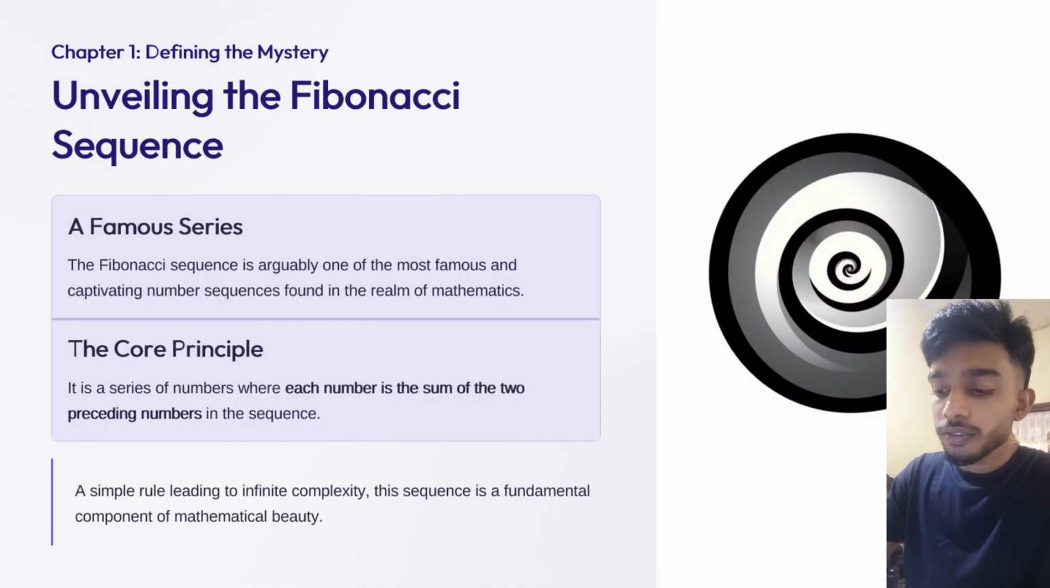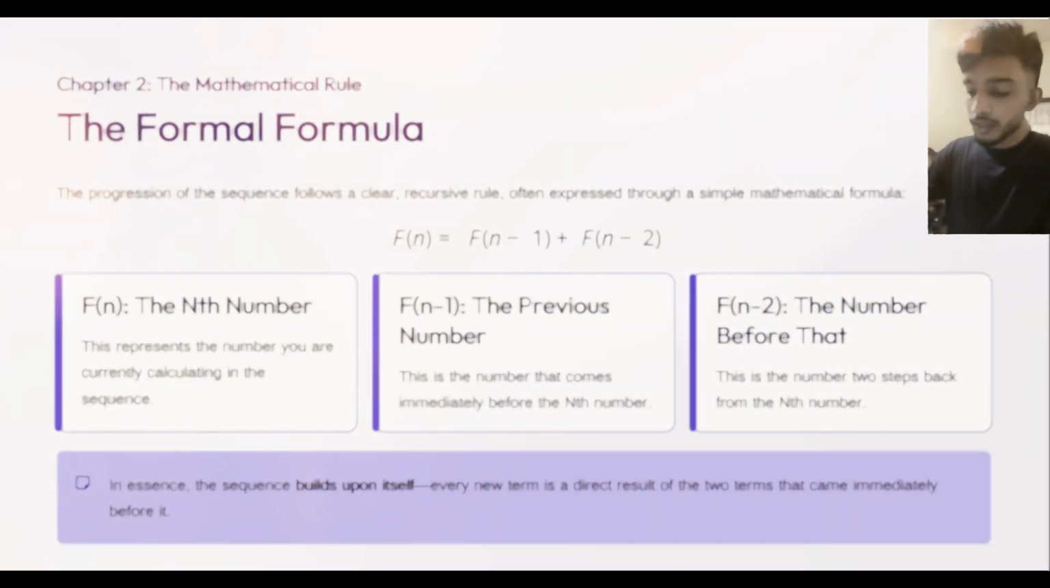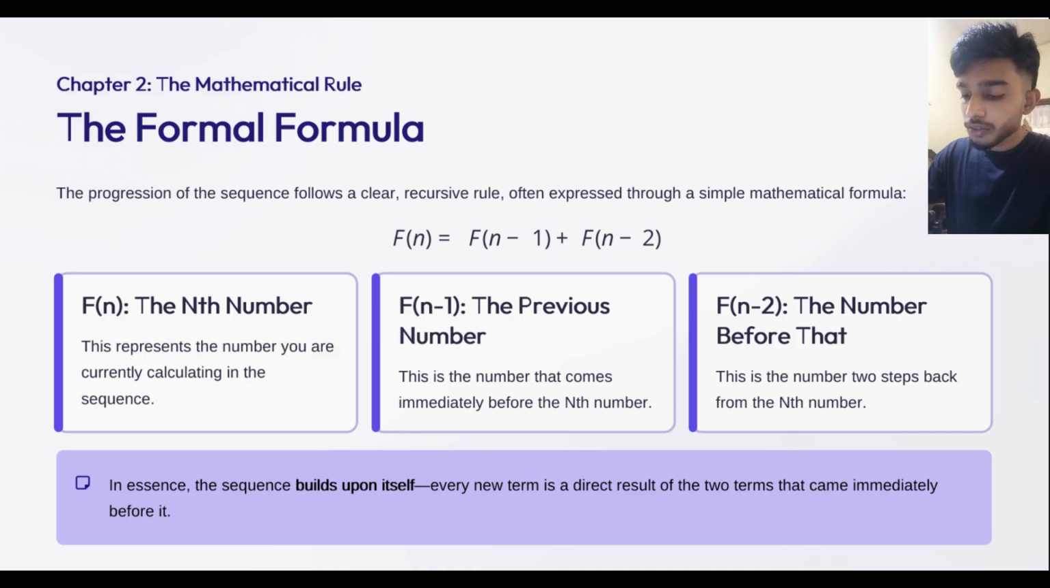The Fibonacci sequence is one of the most famous and fascinating number sequences in mathematics. It is a series of numbers where each number is the sum of the two numbers that come before it. This is the Fibonacci sequence formula: Fn equals Fn minus 1 plus Fn minus 2.